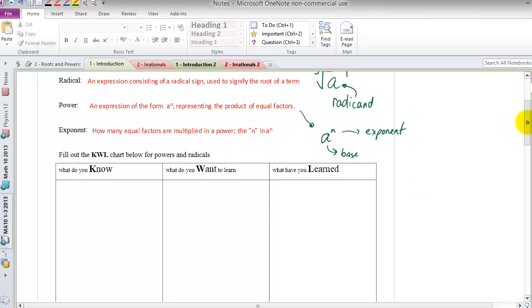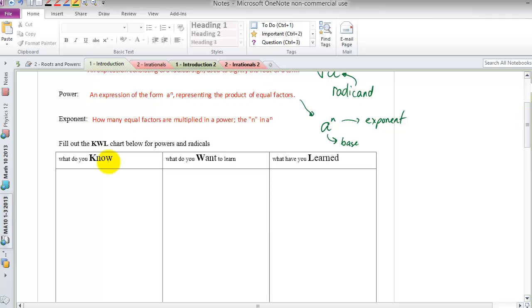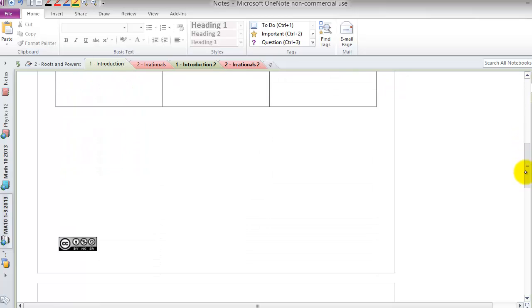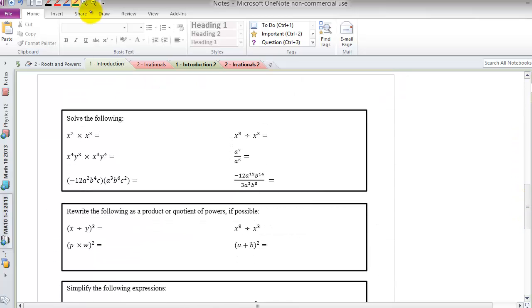definitions for you. I then asked you guys to do a KWL chart. What do you know? So this is stuff you already know, things you want to learn, and things that you have learned after some days. So maybe stuff you might know is that when you multiply two powers, it's the same as adding the exponents. But this stuff is kind of up to you. It totally depends on what you know and want to learn about. So then I have some examples you can work on.